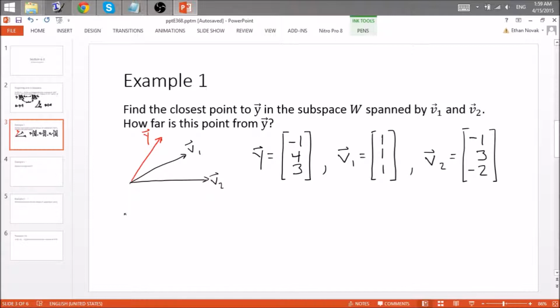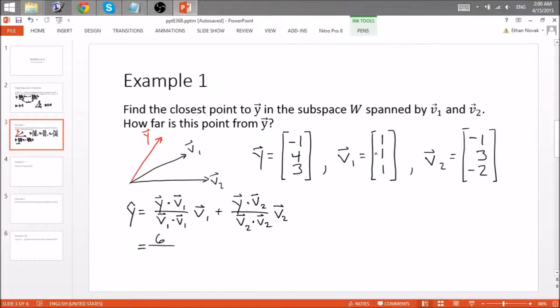So let's do the projection. So we have y hat, using the definition we saw before, and this is our linear combination. So we can go through the numbers. This is -1 plus 4 plus 3 is 6 over v1 dot v1, which is 3. So that fraction is 2, but we're multiplying by v1. And we add in the other vector, which is y dot v2 over v2 dot v2 times v2. So this is 1 plus 12 minus 6 is 7 over v2 dot v2, which is 1 plus 9 plus 4 is 14. So that fraction is 1/2, but we're multiplying by the vector -1, 3, -2.